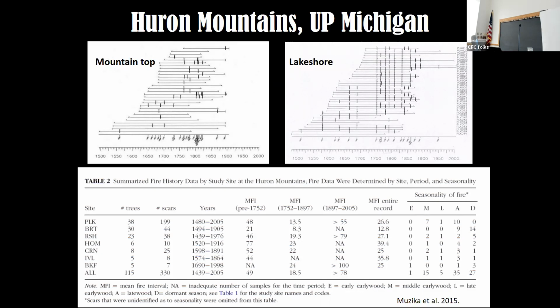All right, so these are all the different sites here at this Huron Mountain region, and this is prior to 1752. The average fire interval range anywhere from 20 to up to 50 years. Bump that forward and it gets about half.